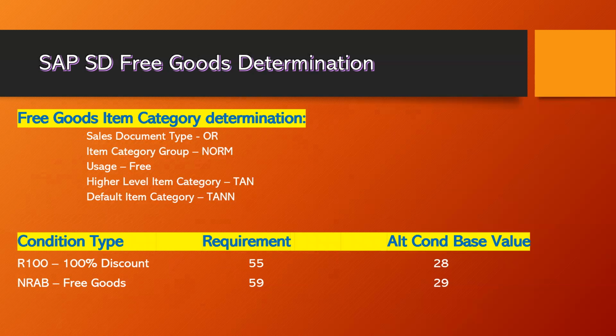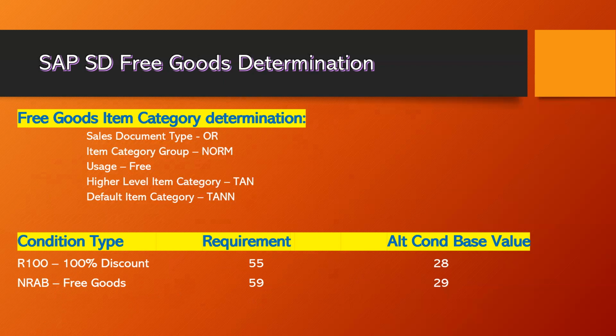Alternative condition base value as 28. We will see in the system also. NRAB free goods, the requirement is 59 and the alternative condition base value is 29. See, whenever there is a 100% discount, that means 10 plus 2 or 8 plus 2 or whatever the quantity we are adding. So based on that quantity, the R100 discount will be proposed by the system automatically.